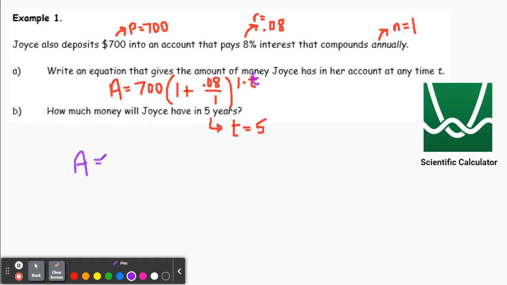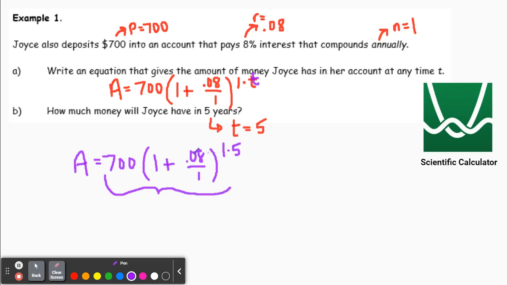So we have A equals 700 times 1 plus 0.08 over 1 to the power of 1 times 5. Okay, so I could do some simplifying in here if I wanted to, but I notice I have absolutely no variables on this right side of the equation. I just have all numbers. So I just need to simplify that. If I only have numbers and no variables, I don't need a graphing calculator. I just need a regular scientific calculator, and I'm going to plug those numbers in.